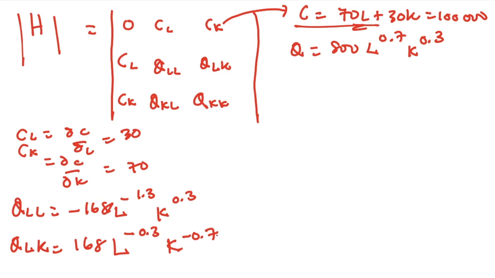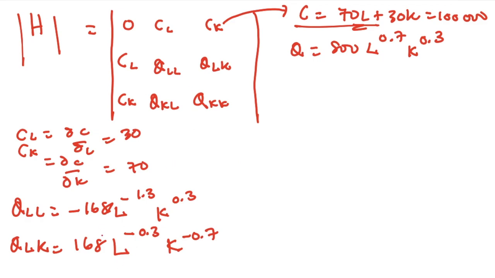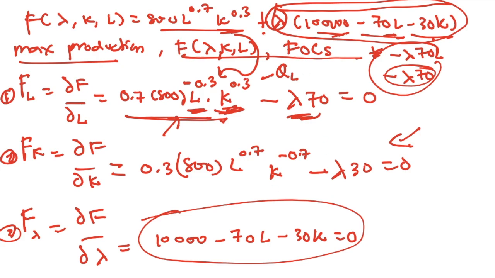So in this case, how do you get positive 168? Because from here, 0.3 you bring down, multiply by 0.7 and also 800, you get positive 168 here. L has no change, but why does K become to the power of minus 0.7? Because from here, 0.3 minus 1 becomes minus 0.7.